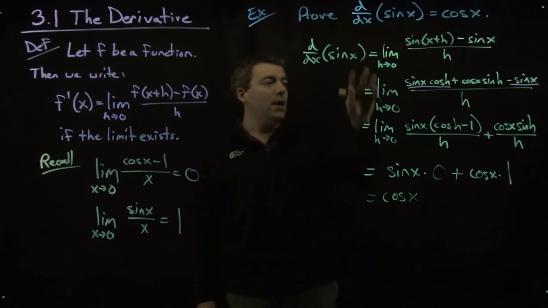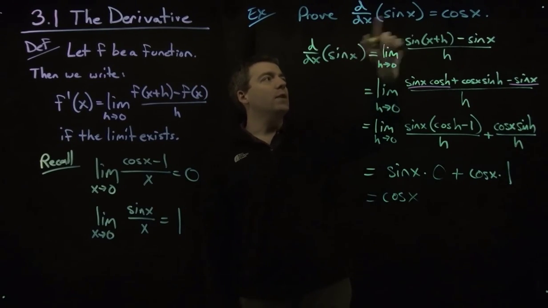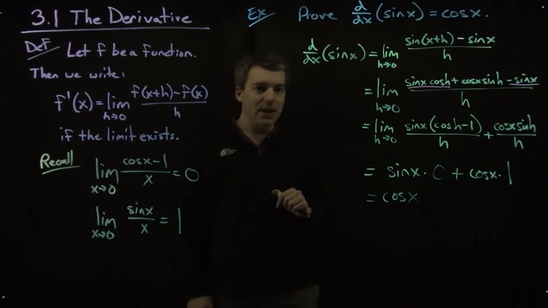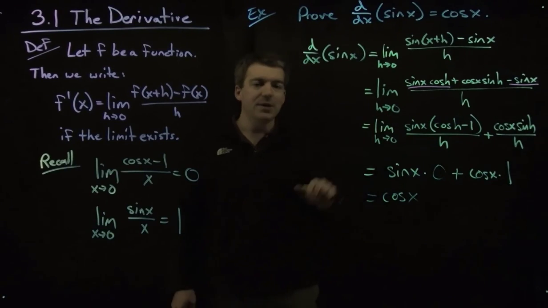All right, now that we've done this, what you should do is take the derivative of cosine of x and see what that ends up being. It'll be negative sine, but work through it just like this. You'll need these two limits. It'll work out very similar to this.